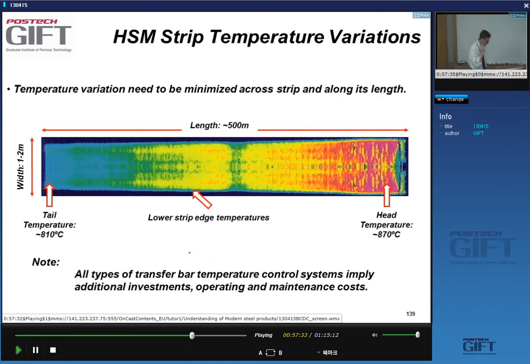Okay. So when we do this, we of course imagine that it's all happening at the same temperature. Or that would be the ideal. But if you look at the temperature variation at a bar, yes? So if you look at the start, at the head of the bar, you can see the temperature there is 870. And then at the end, it's 810. So there is temperature variation between head and tail. In this case, about 60 degrees.